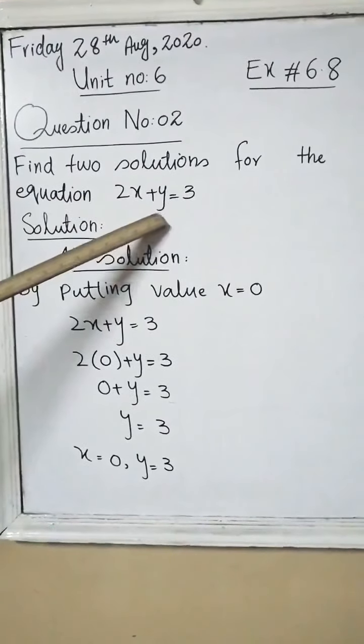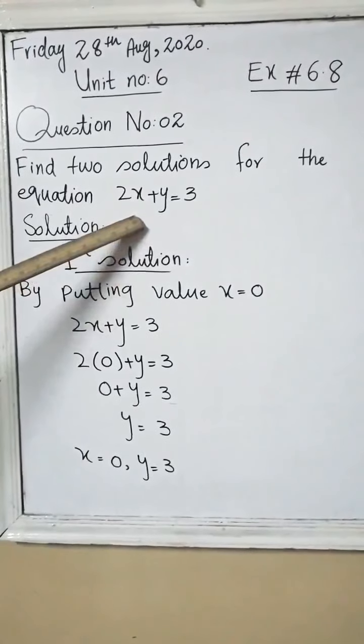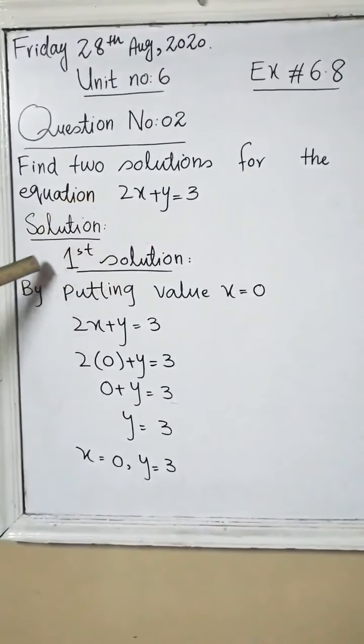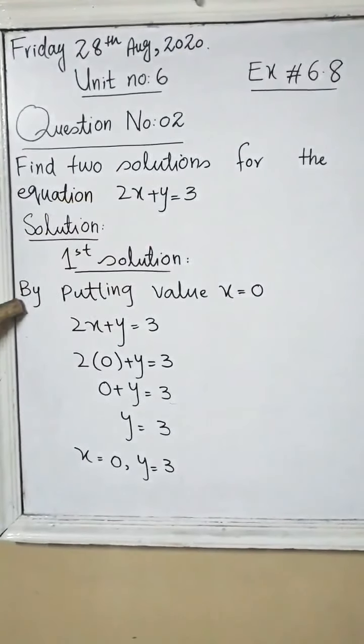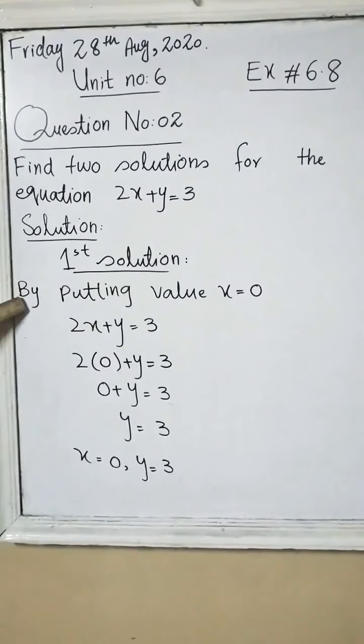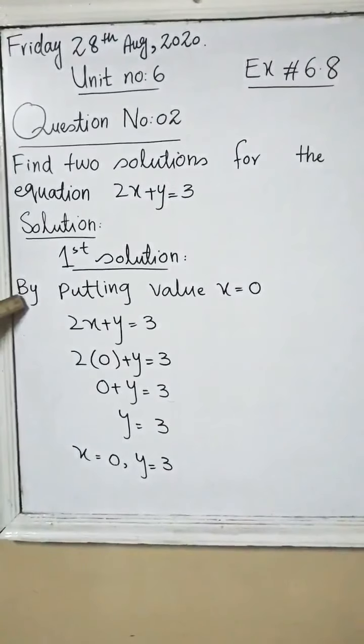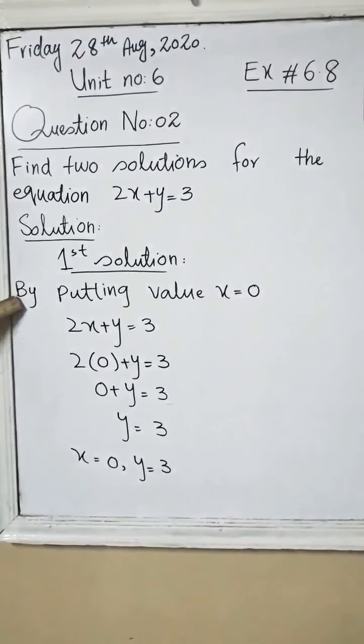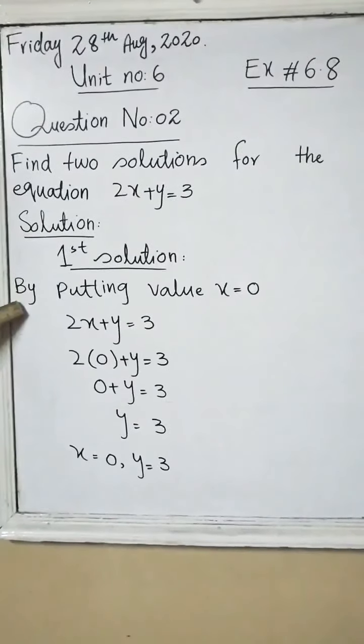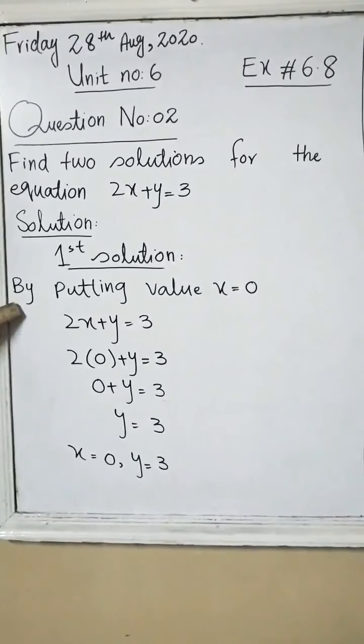To find the value of both variables, first we will assume the value of any one variable, then we will put it in the equation and get the value of the other variable. So in the first solution we will put x is equal to 0. We will write the statement by putting the value x is equal to 0.